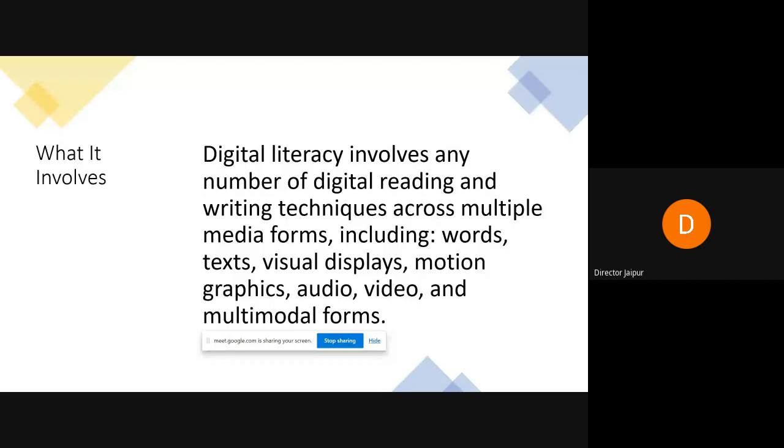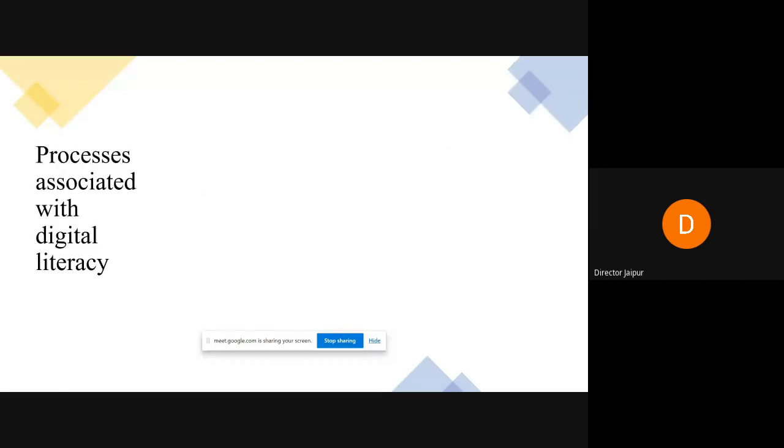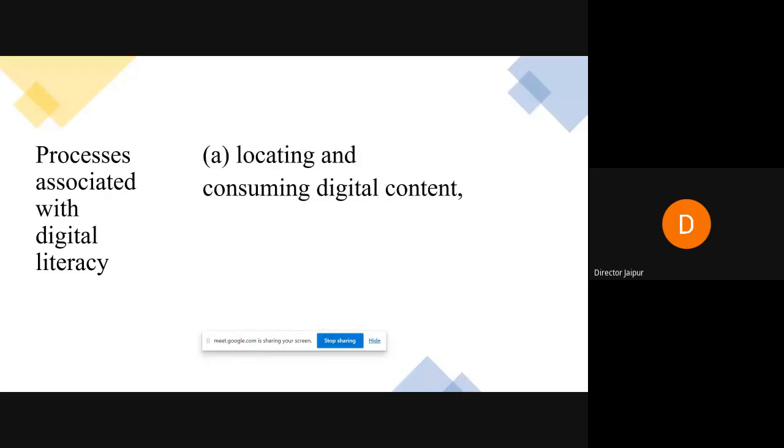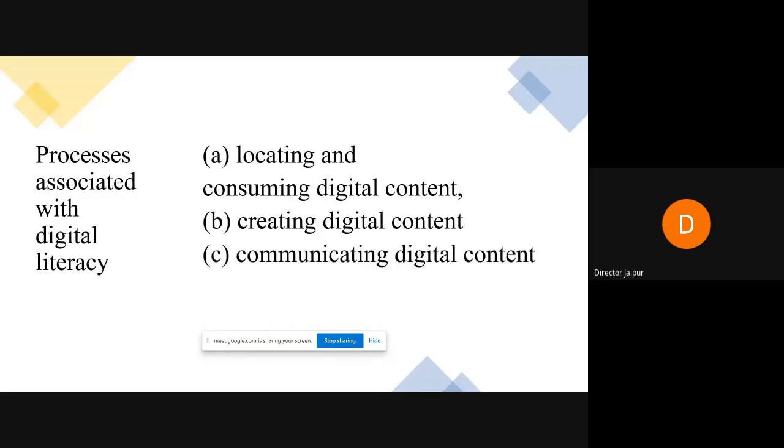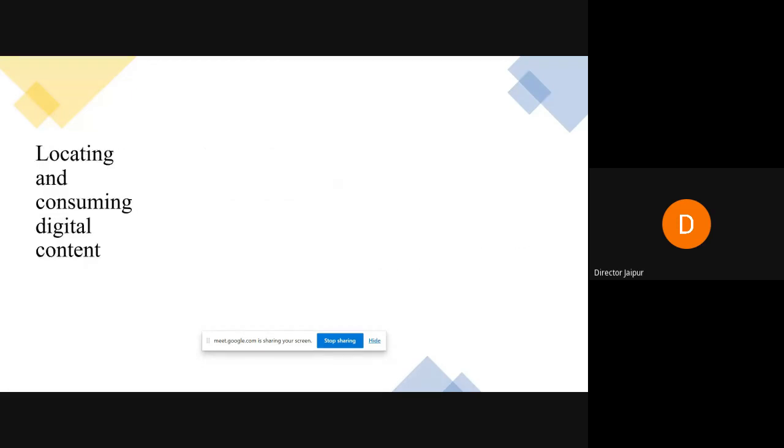Then the processes associated with digital literacy are locating and consuming digital content. The second one is creating digital content, and the third one is communicating digital content. These are the three processes associated with digital literacy. And in the first one, locating and consuming, we have web search skills.